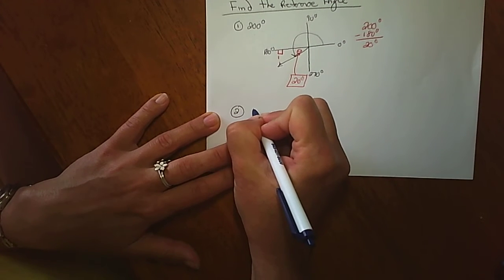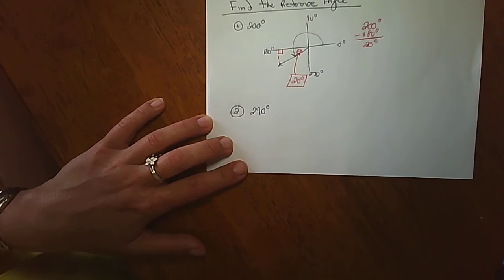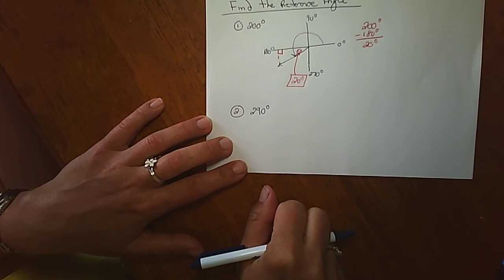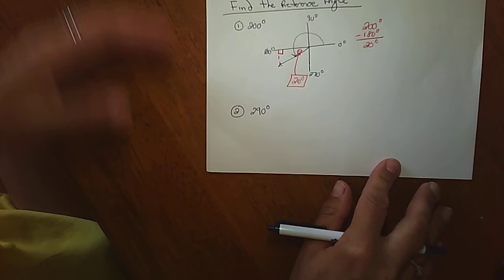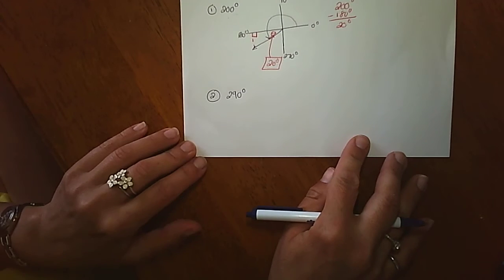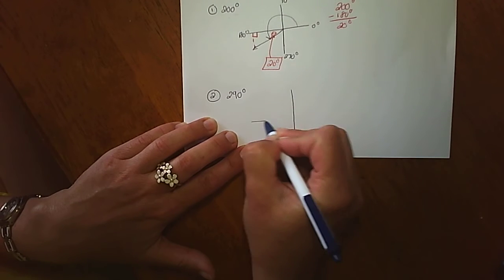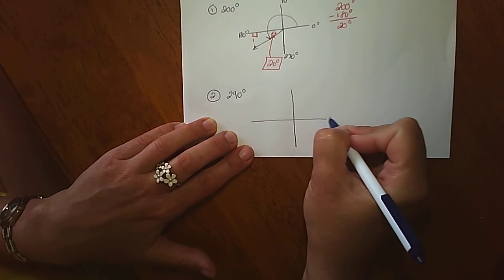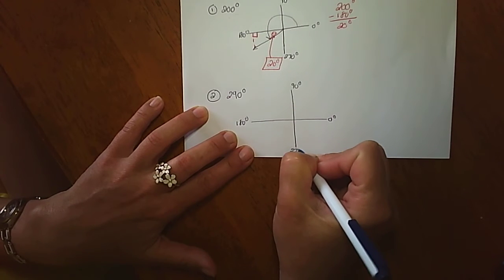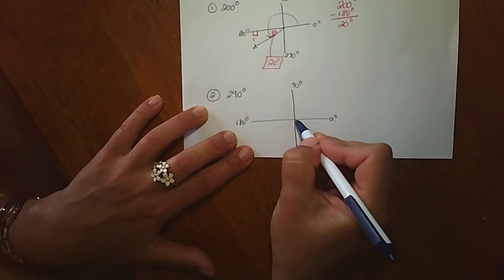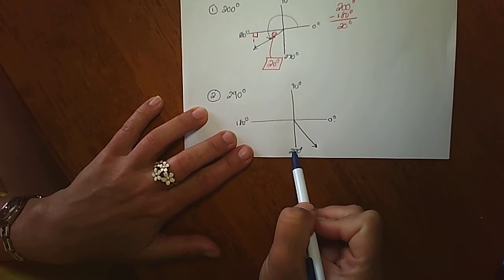So what if I ask you to do 290 degrees? Start by drawing it and drawing the right triangle. You could pause me. 270, 290, where would that be? So 0, 90, 180, 270. This would be 360 again. So 290 would put me right there, a little bit past the 270.